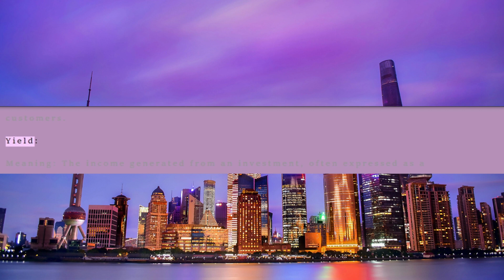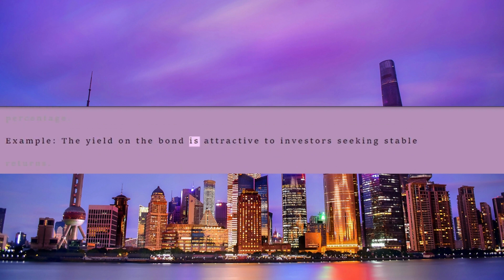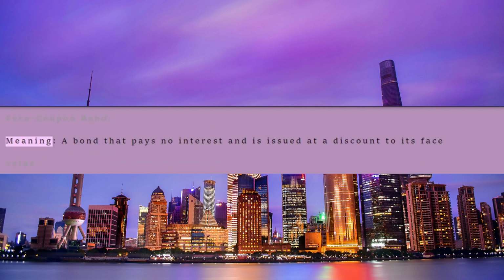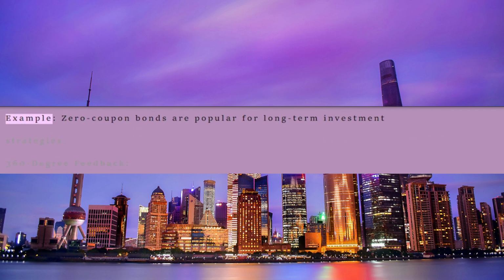Yield. Meaning, the income generated from an investment, often expressed as a percentage. Example, the yield on the bond is attractive to investors seeking stable returns. Zero coupon bond. Meaning, a bond that pays no interest and is issued at a discount to its face value. Example, zero coupon bonds are popular for long-term investment strategies.